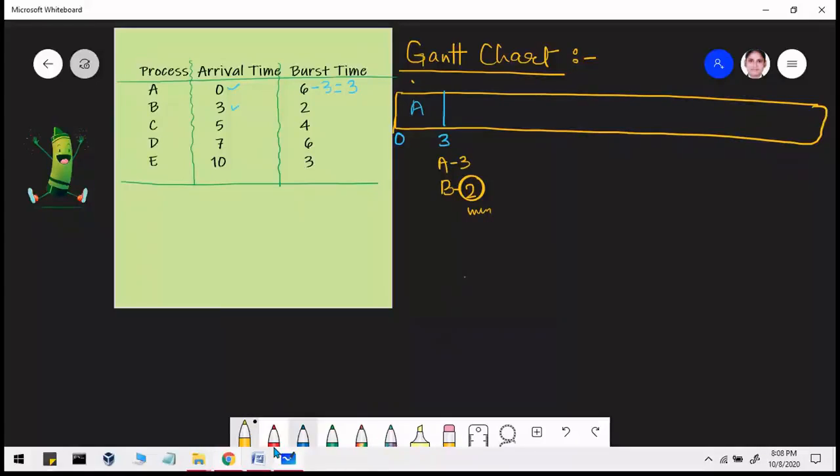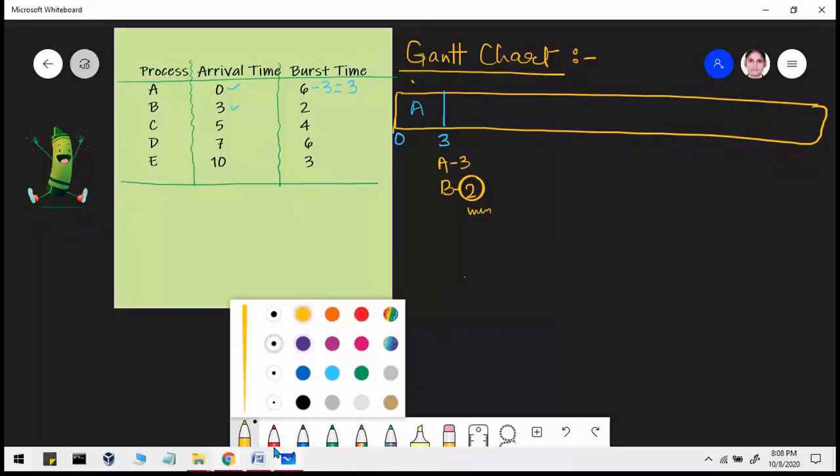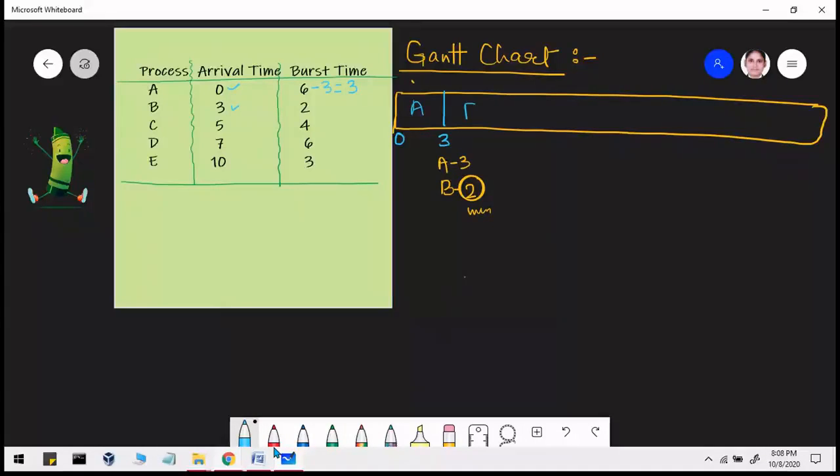So we are now going to bring B into the CPU. Now B is going to run for how many milliseconds? We know that the next process will join at the 5th millisecond. So B is going to run for the next 2 milliseconds, and then we will decide whether it has to continue or some other process will join. 3 plus 2 is 5. Now 2 minus 2 is 0, so this process has completed its execution and is no more in the ready queue waiting for its turn.